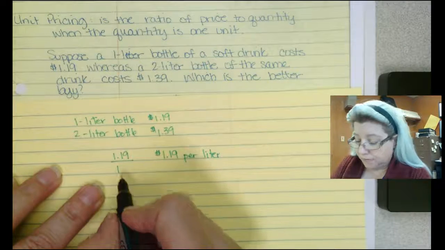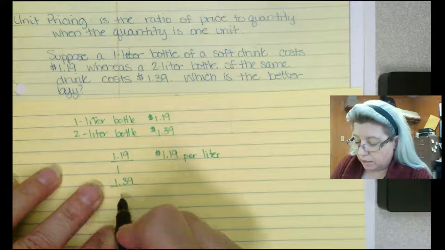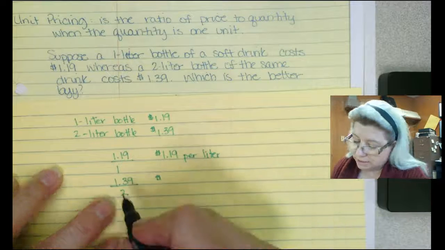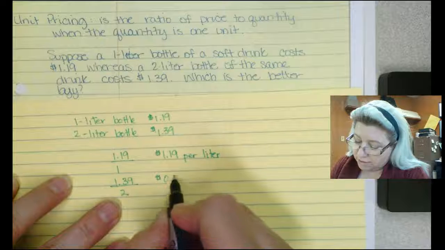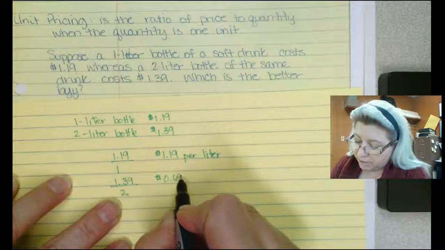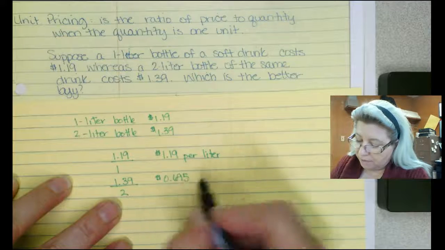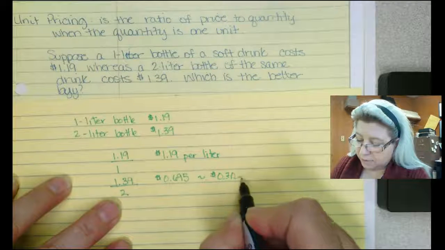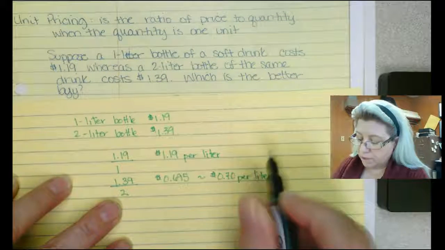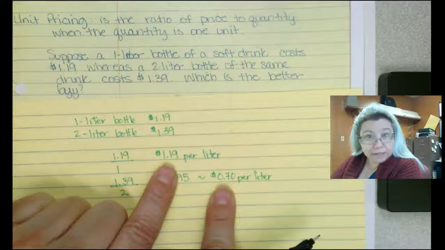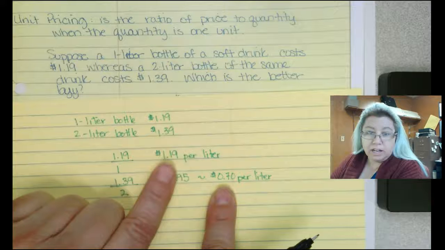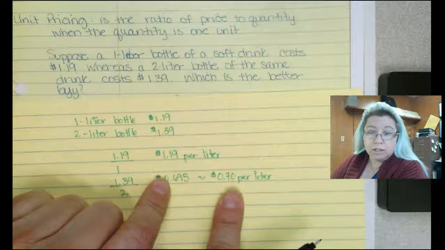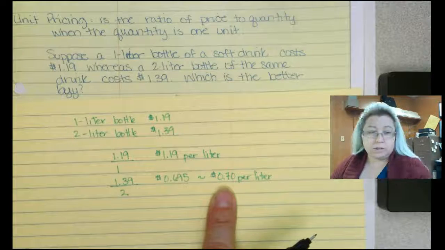For the 2 liter bottle, it is $1.39 for 2 liters, and therefore it's going to be, let's see, 2 goes into 13 6 times, 1 left over, 9, 5. So it's approximately 70 cents per liter. A big difference in price per liter. And you would make a judgment call on, did I only need 1 liter, or am I going to drink this later on so I can get the cheaper per unit 2 liter bottle?